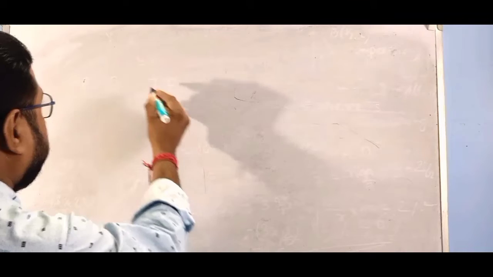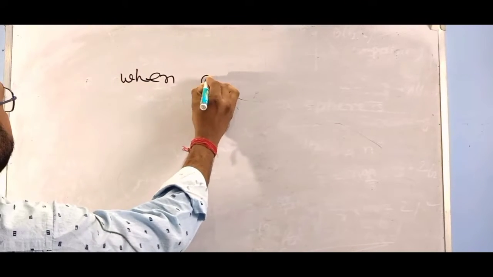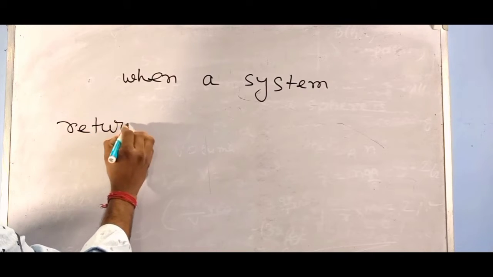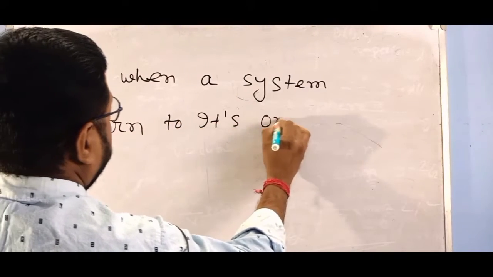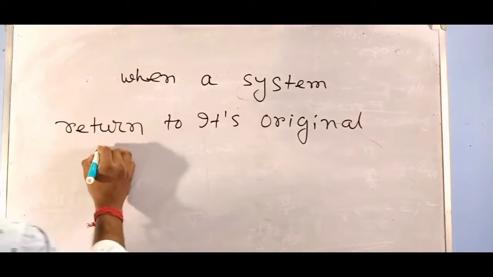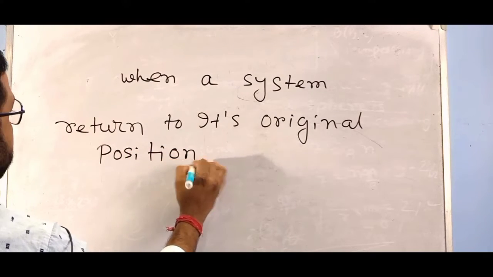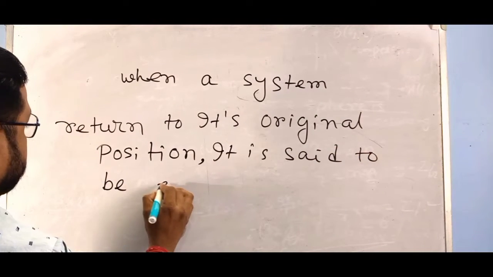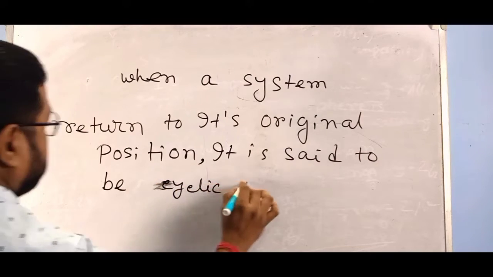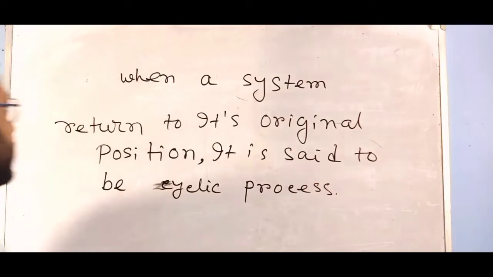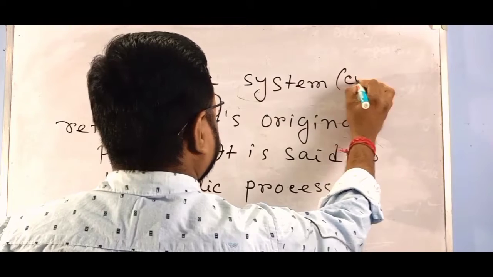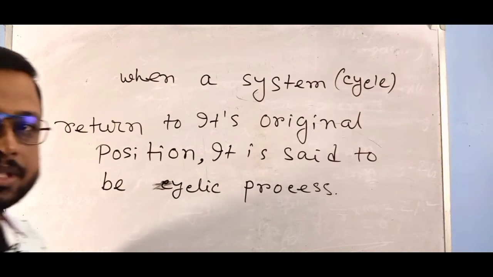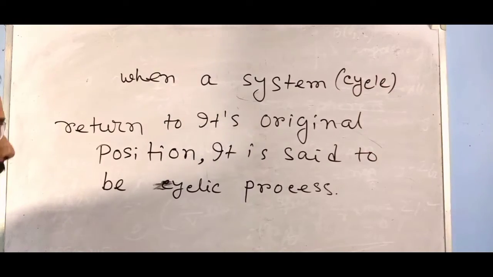When a system returns to its original position, it is said to be cyclic process. When a cycle returns to its original position, it is said to be cyclic process, otherwise it is non-cyclic process. So what is cyclic process?